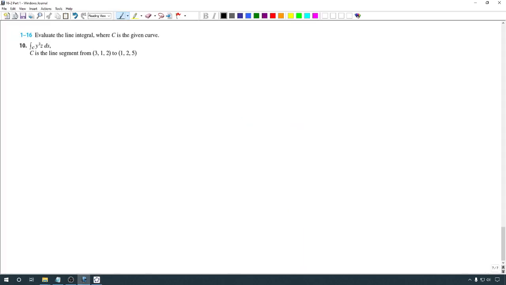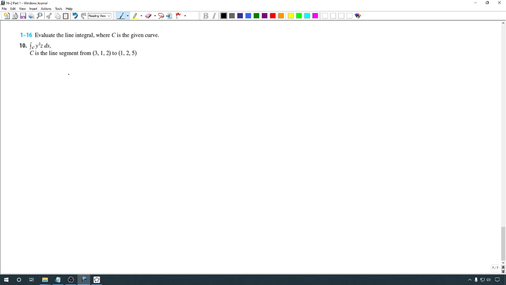Okay, one more example in this video. We're going to look at problem 10. We're looking at the line integral of y squared z. So a little bit similar to the last one, but a little bit different too. This time the curve that we're going to be integrating over is a line segment. It's a line segment from (3, 1, 2) to (1, 2, 5).